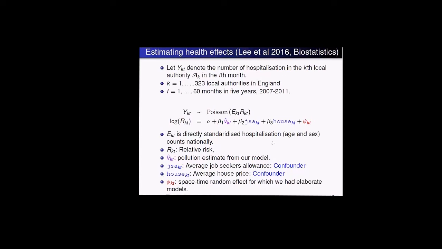And we model the relative risk, RKT, as an overall intercept, plus an effect due to pollution, that V hat KT, which came from our model, and then two confounders, average job seekers allowance in that local authority and average house price. These are confounders for respiratory diseases, and we took a psi KT, which is a space-time random effect, for which we had elaborate models.